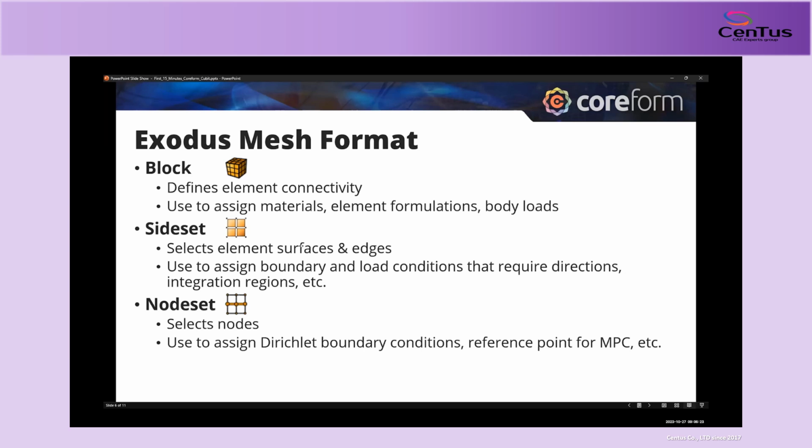The key is that there is some connectivity information, which allows you to assign boundary conditions or load conditions that might need to compute, say, a face normal, or you need to know the area of the element face so that you can apply a pressure distributed over that. And then there are node sets, which, as it suggests, just select nodes, which you can then use to assign, say, a Dirichlet boundary condition, or use as a reference point for a multi-point constraint, like spider joints and things like that. That's what you'll use node sets for.